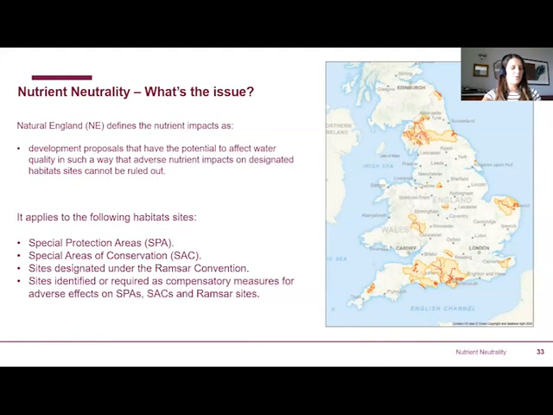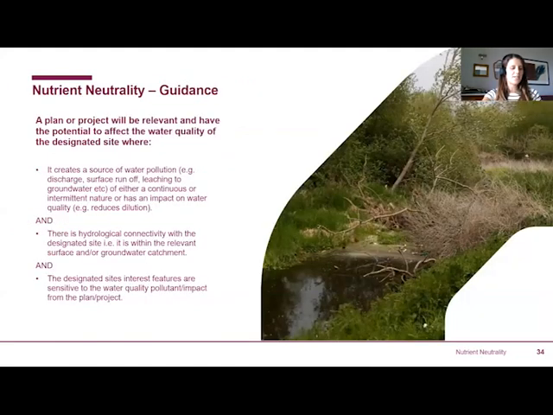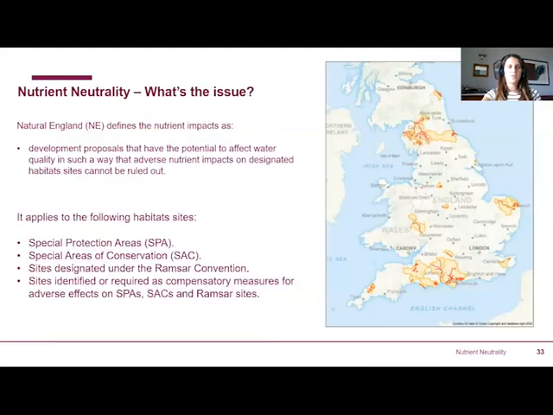In the UK, 42 councils were found to have sensitive sites, which meant that they have to consider nutrient neutrality in their planning process. These 42 sites include source protection areas, special areas of conservation, sites designated under the Ramsar Convention, and also sites required as compensatory measures for adverse effect on the above sites.